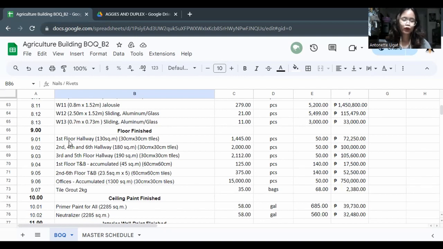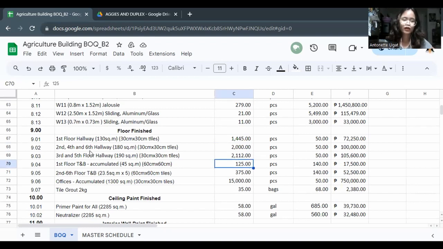So for the first floor, I have acquired the area, which is 130 square meters. To calculate the pieces of tiles needed, we will be dividing the floor area over the tile area. So 130 square meters divided by 30 by 30, which is the area for the tiles. Now we have acquired here the number of pieces per part.